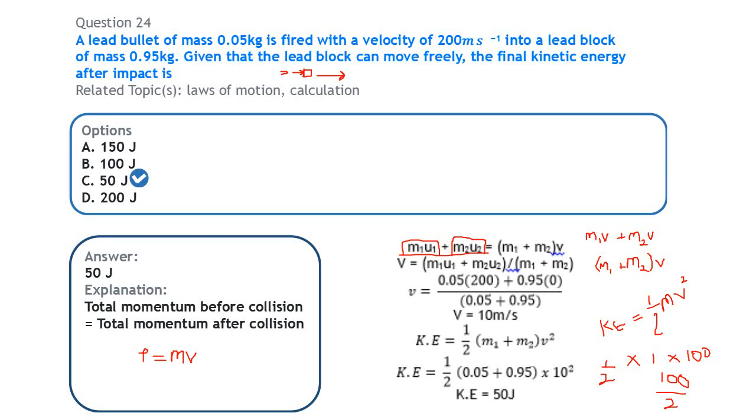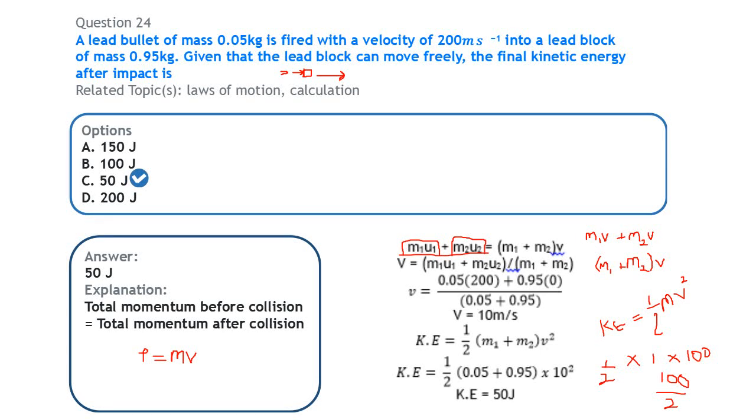So the question is how to calculate the final kinetic energy after impact. Normally the formula for kinetic energy is KE equal to half mv squared. But here instead of using m, we are now using m1 plus m2. Why? Because there are two bodies that are moving together now, the bullet and the lead block.